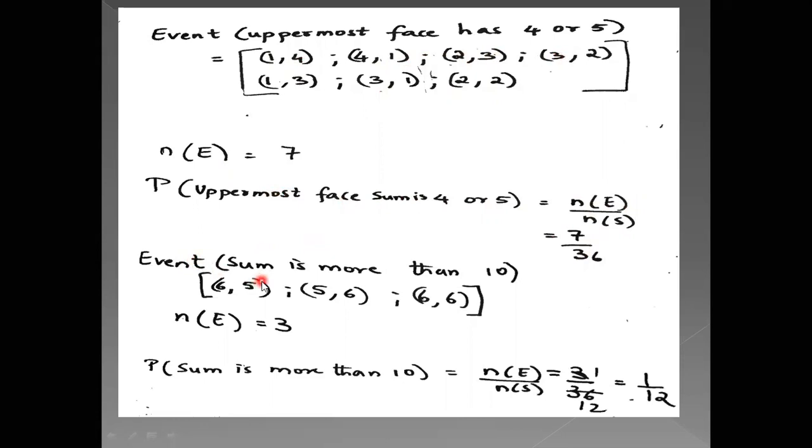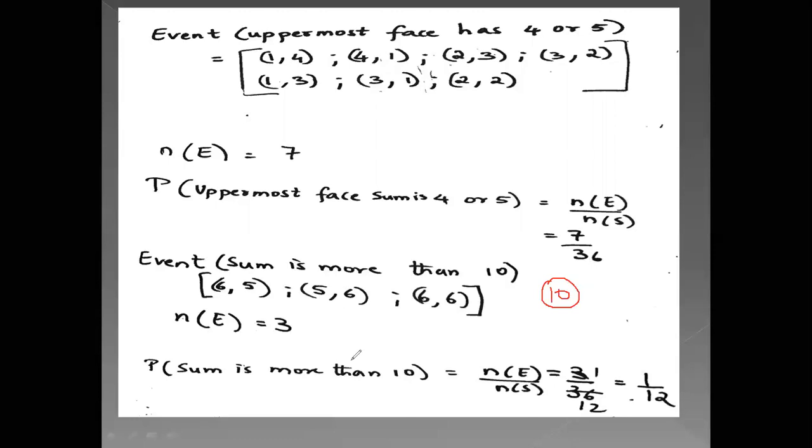Now next is the event sum is more than 10. So when you want sum more than 10, as I have told you before also, you have to write down that number 10 and go from the smaller number. So 1 plus 9 is not possible. 2 plus 7, because 7 is not there on the die, so not possible. 3 plus 7 is also not possible. So now you have to understand that it is 4 plus 6 for 10. But it is said more than 10.